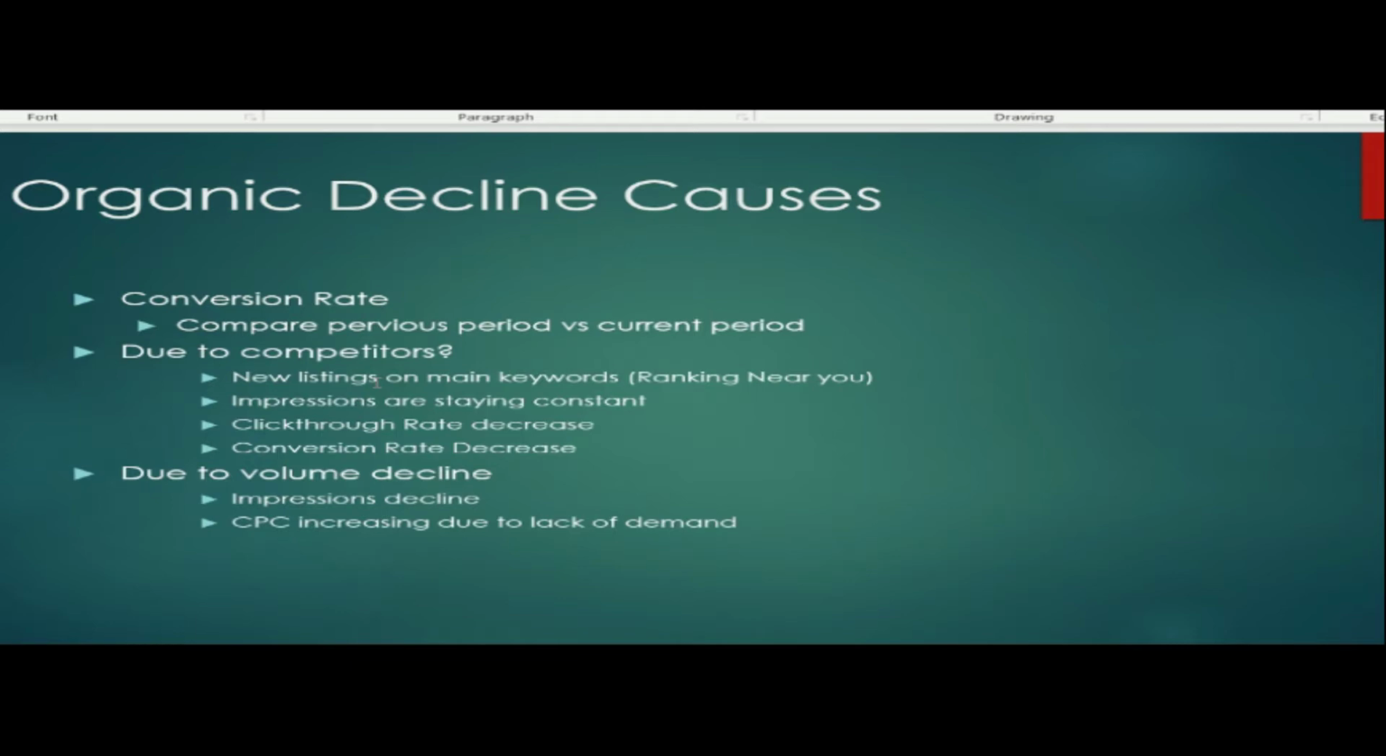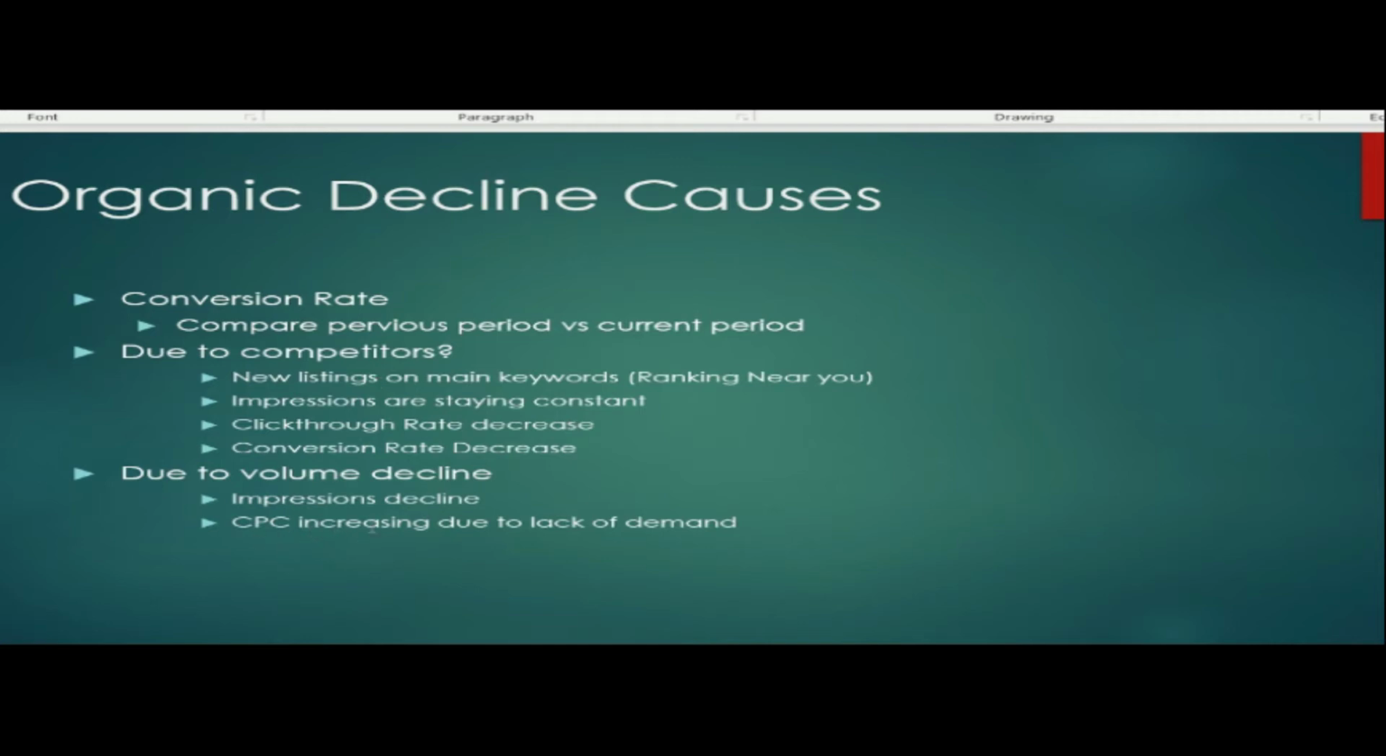Or it could just be due to volume decline. Once again, it could be the seasonal thing. For example, we're in January now. Mostly everyone saw a pretty big decline just because volume on Amazon for our keywords has declined. And there you're going to see impressions decline.